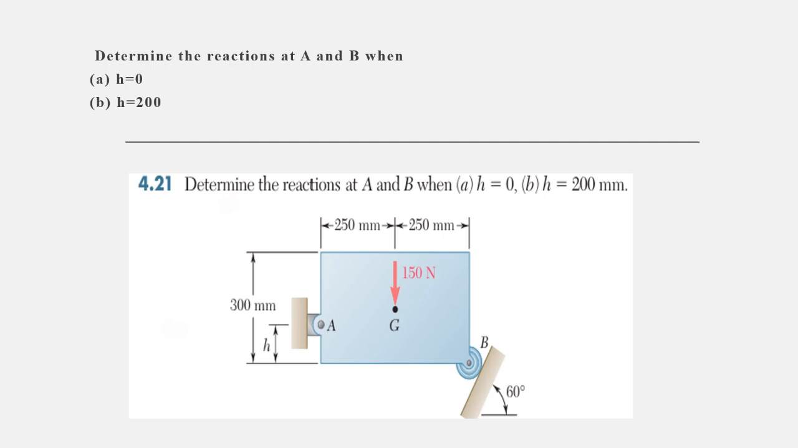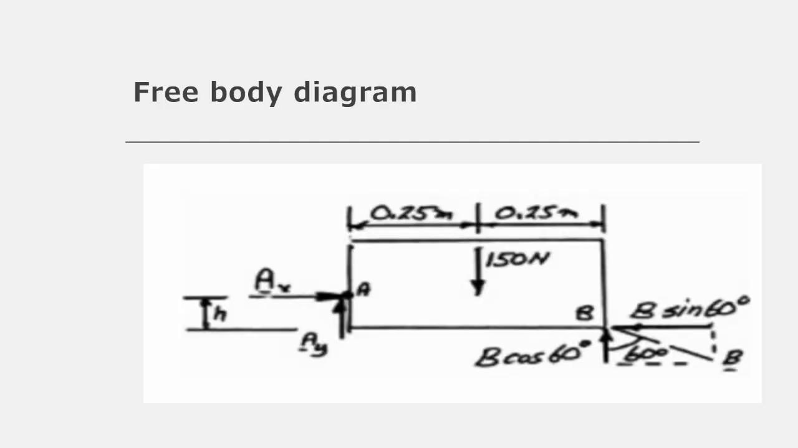Now let's get into a free body diagram for this question. As I told, this is the free body diagram. We'll denote the x direction as Ax and the y direction as Ay, and then B. But as B has only one component and it is inclined, we'll resolve it. So the x direction will be B sin 60, and the y direction will be B cos 60. So these are the components required.